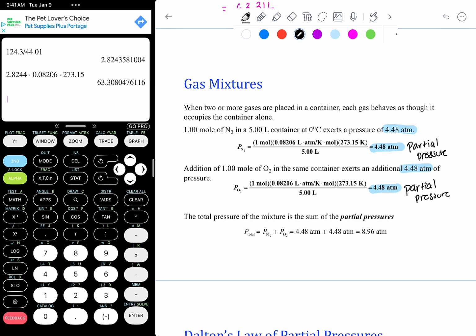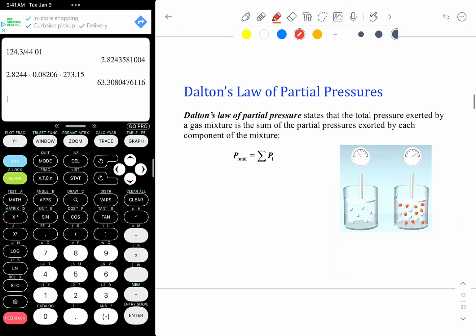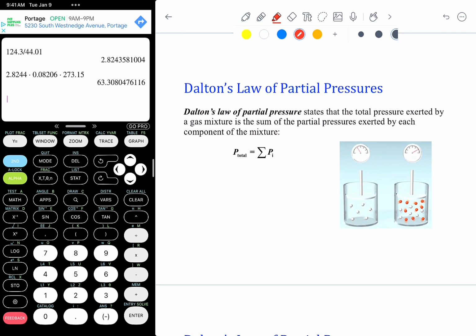So we can add those up and we can see that the total pressure of the entire container with nitrogen and oxygen gas both in there is equal to 8.96 atm, which is the addition of 4.48 to 4.48. So we took the individual partial pressures and added them up. We call this Dalton's law of partial pressures, and this states that the total pressure exerted by a gas mixture is the sum of the partial pressures exerted by each component of the mixture.